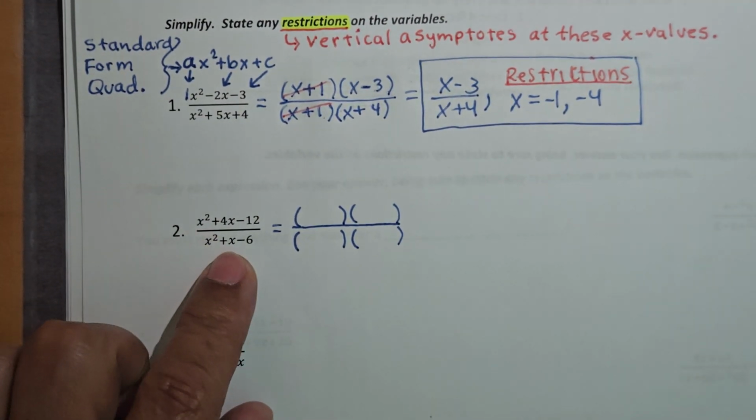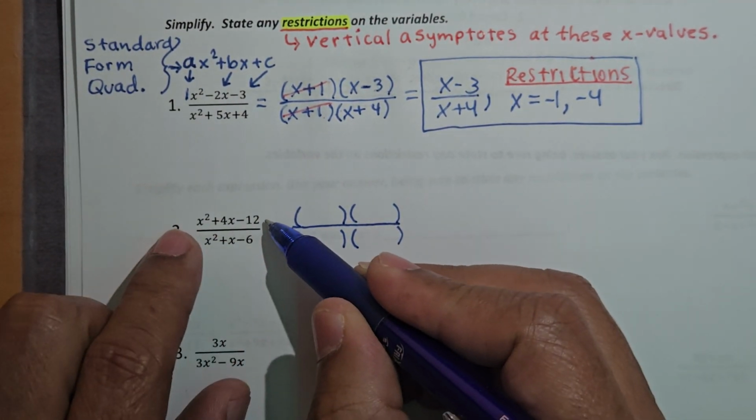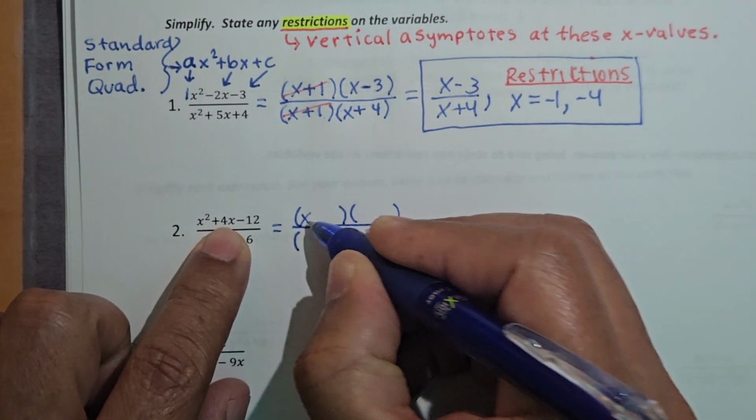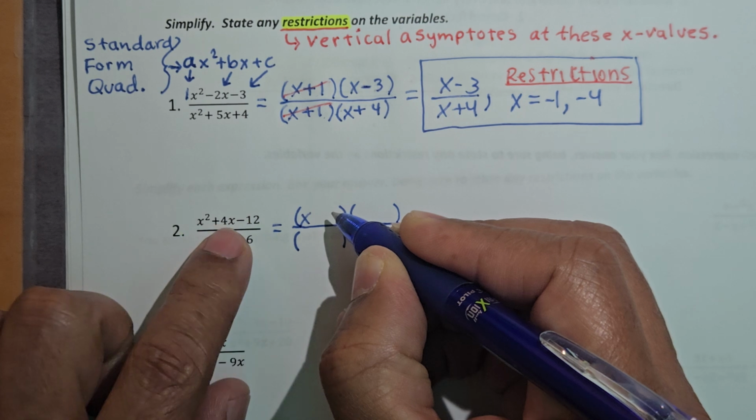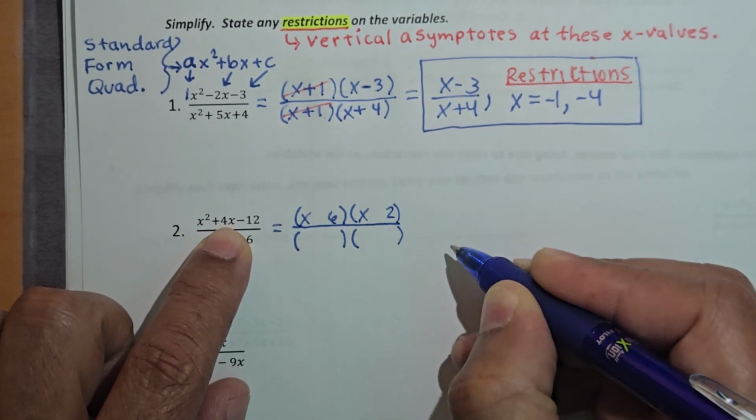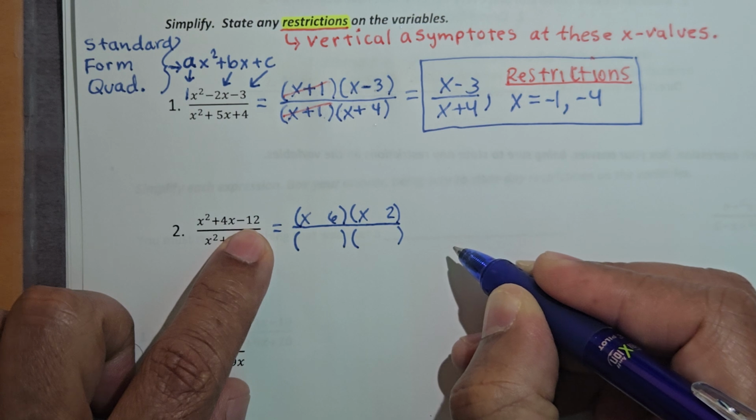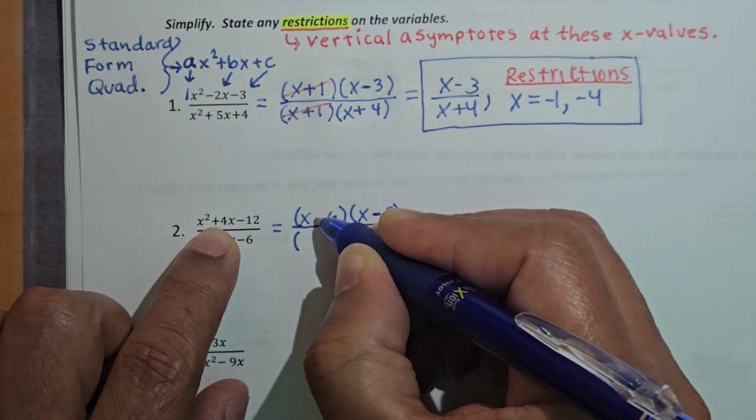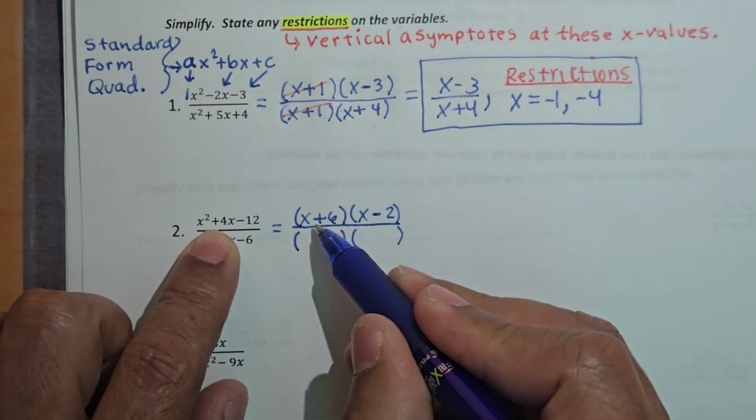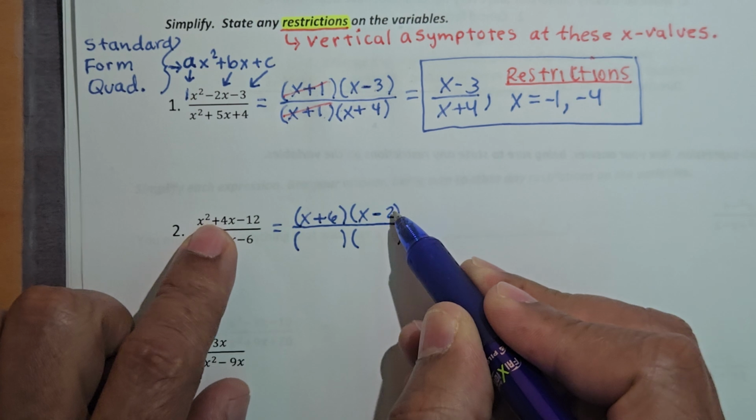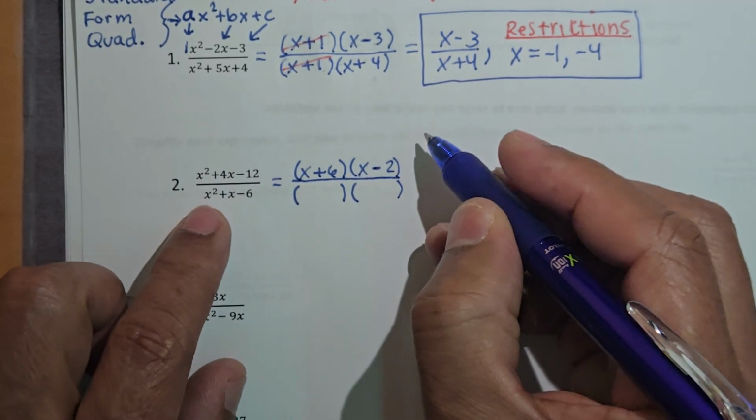For example number 2, for this one we need to find multiples of 12 that when you add them give you a 4. So the only multiples are 6 and 2, right? So then 6 and 2, but we need a negative 12 when we multiply them, and 4 when we add them. So that means the 2 gets the minus and the 6 gets the plus, because 6 times negative 2 is negative 12, and 6 minus 2 is 4. So that's the numerator. Now let's do the denominator.